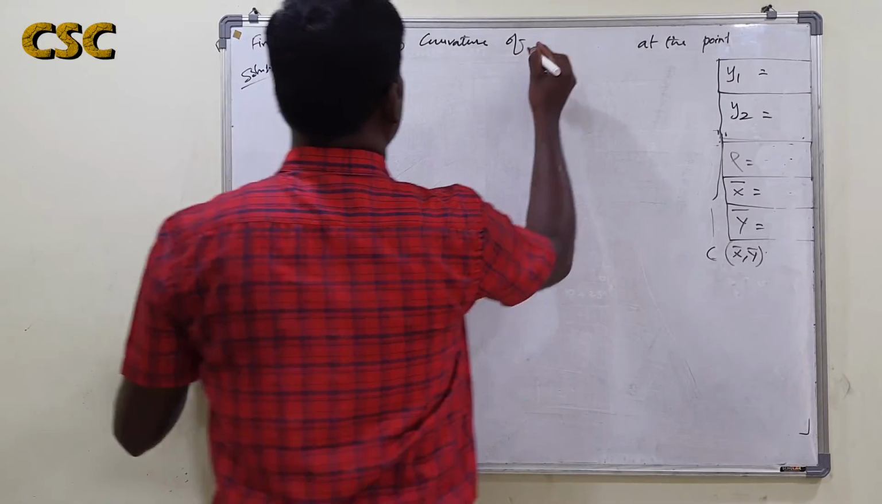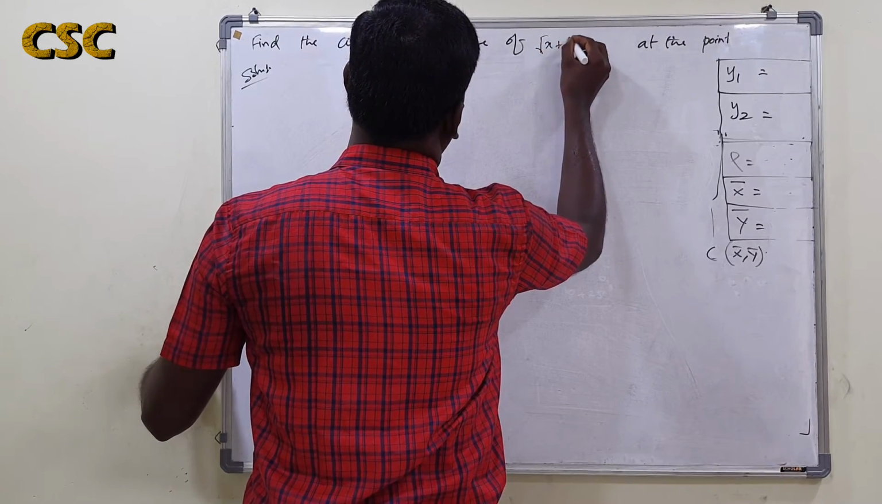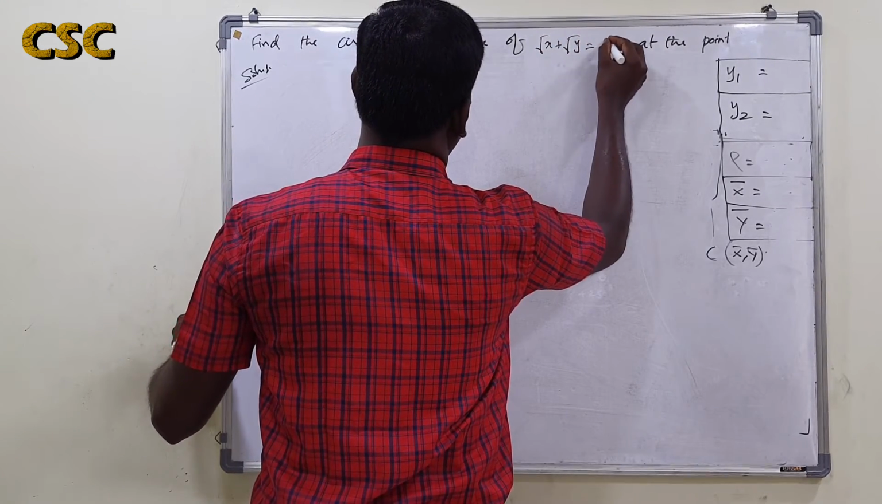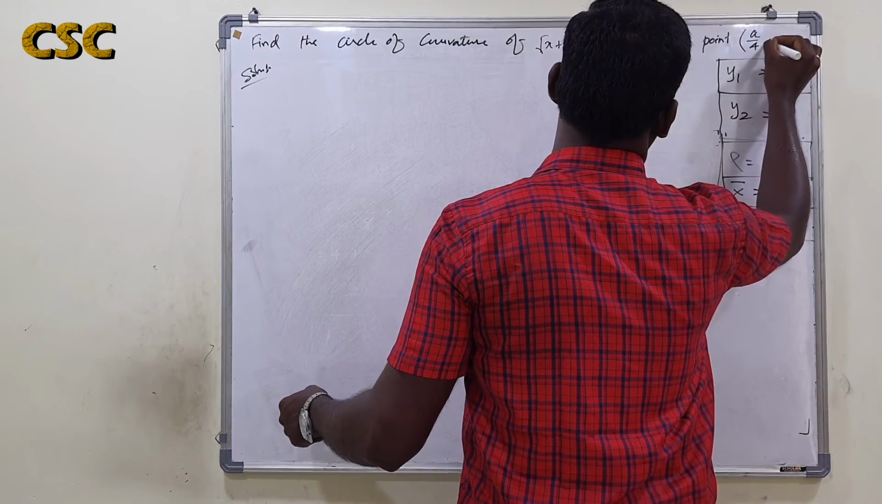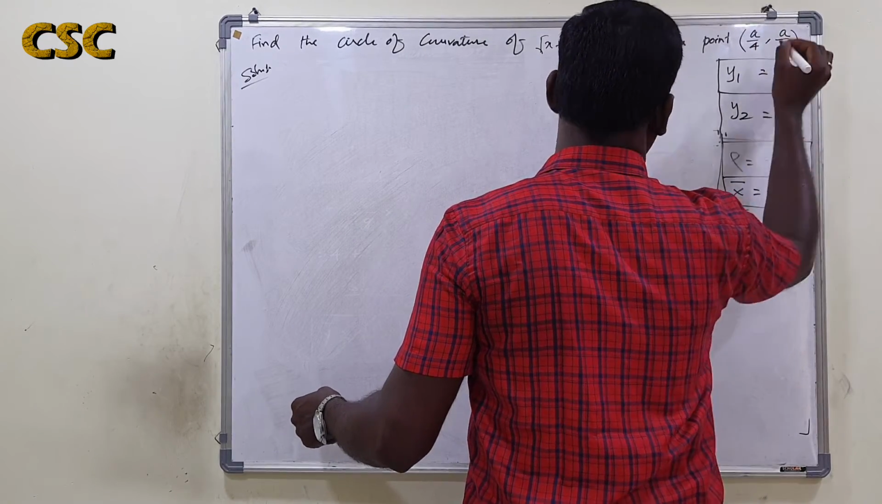Find the circle of curvature of root x plus root y equal to root a at the point a by 4 comma a by 4.